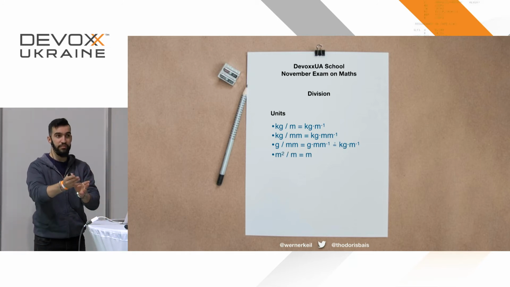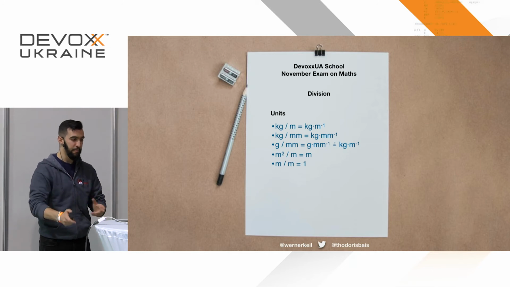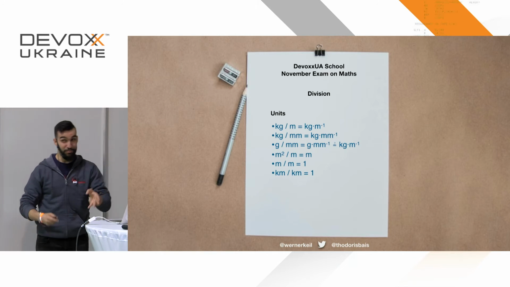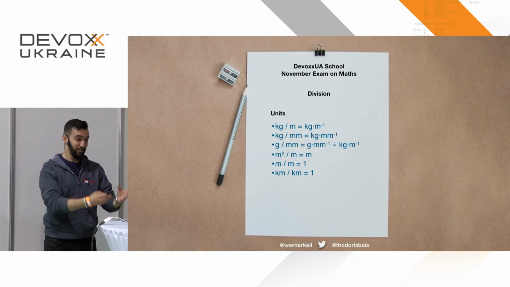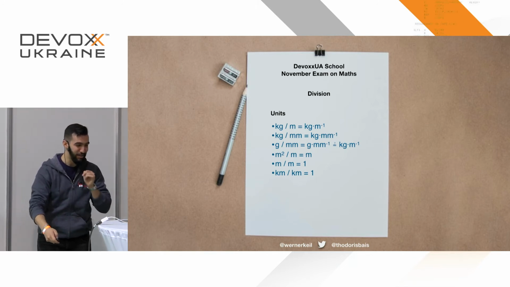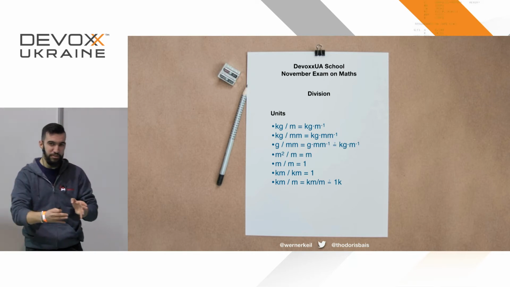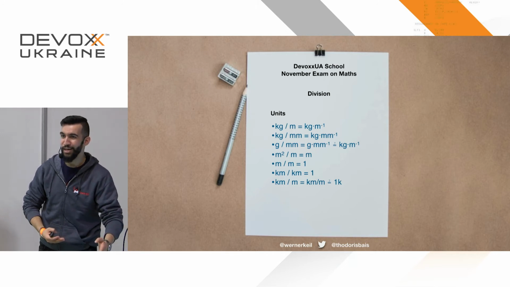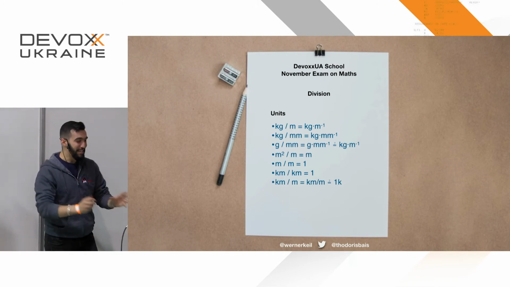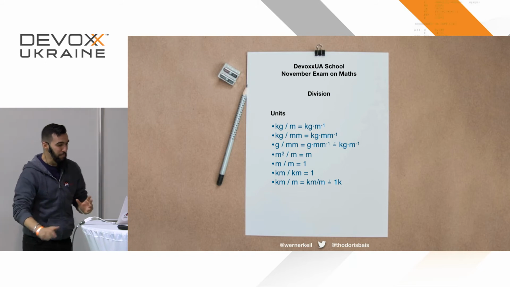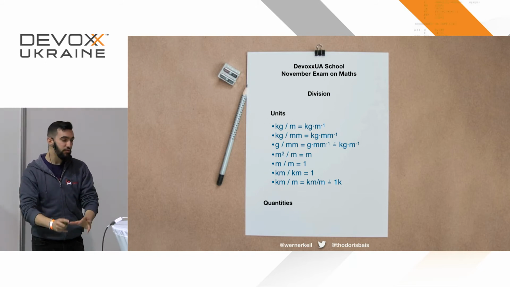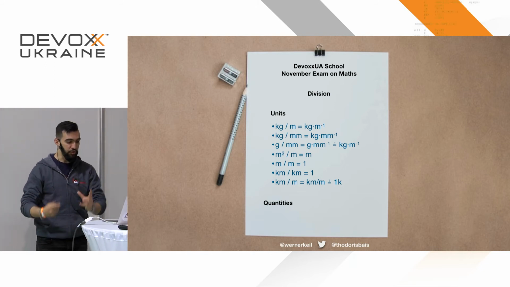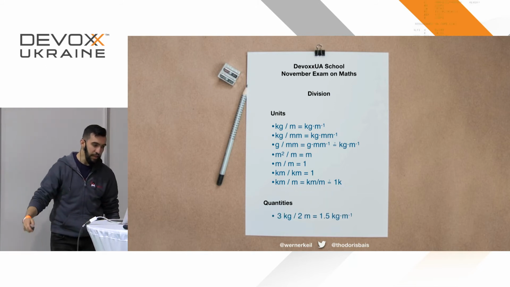Square meters divided by meters equals meters. Meters divided by meters equals 1, right? Kilometers divided by kilometers equals 1 as well. And what about the next one? Kilometers divided by meters equals kilometer per meters, which is equal to 1 kilo. Keep an eye on that. Please be careful, be cautious. Quantities, however, are quite straightforward. Once again, you just need to keep an eye on the way you're going to express the unit, as I said.